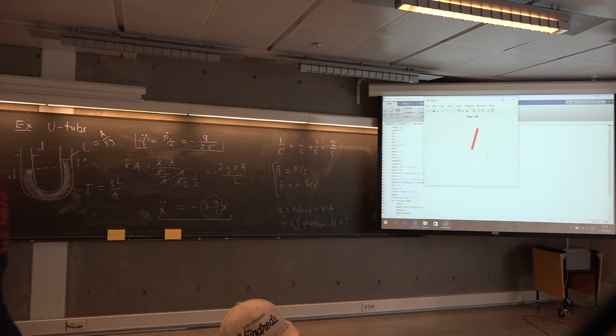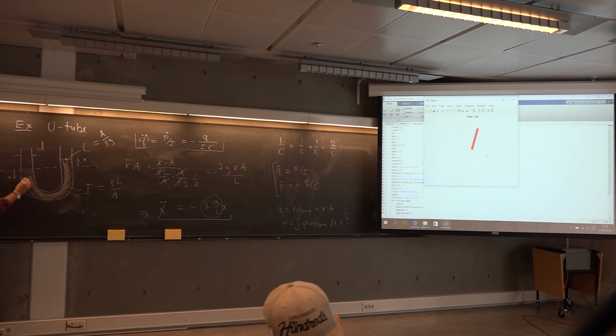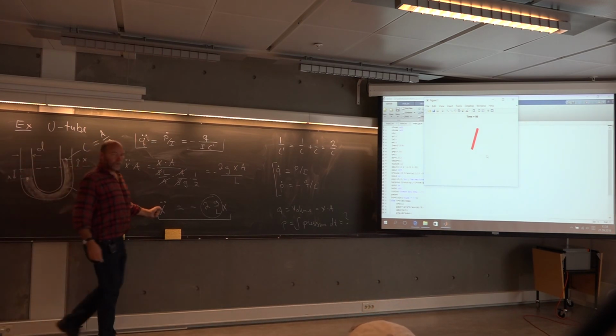Is it correct? Well, then you have to go back to the basic fluid mechanics and take a transient Bernoulli from this point along the streamline to this point, and then see, yes, you will indeed get the same equation.